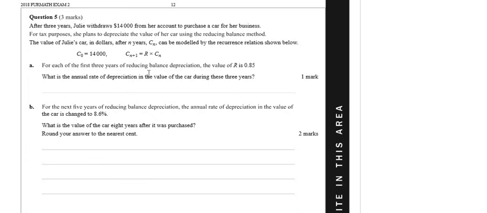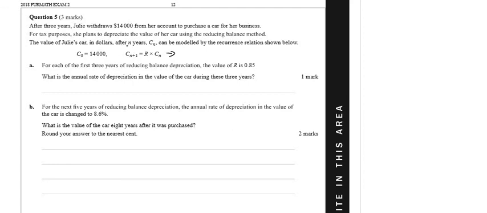Next question. After 3 years, Julie withdrew this amount from her account to purchase a car. For tax, she planned to depreciate the value of her car using the reducing balance method. So we have this equation over here. C0 is the initial value, and Cn plus 1 is equal to R times Cn. So this is also a geometric sequence.